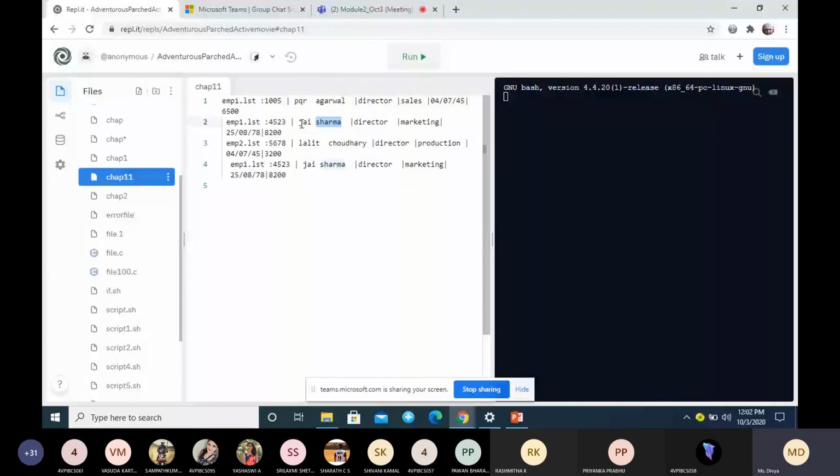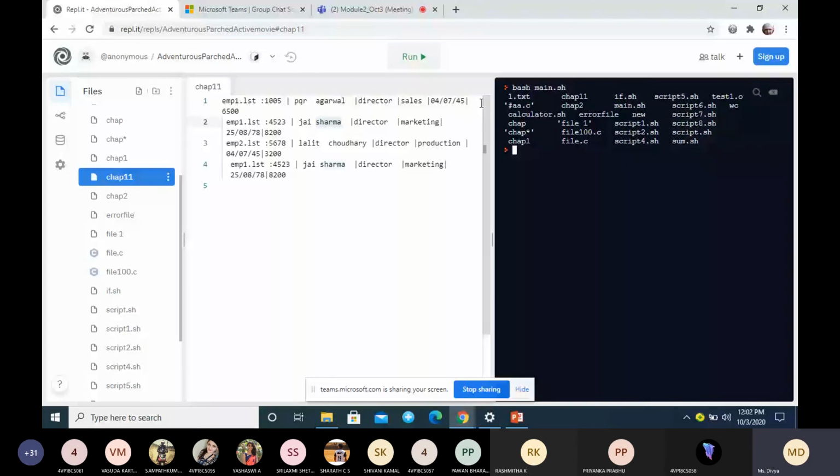So to match that, what we do is we just write grep. Since we are having two words, put it inside double quotes. And we know that it is starting with J. But we don't know exactly what the first name is. So what we do is we just write J dot star and then it is having Sharma.